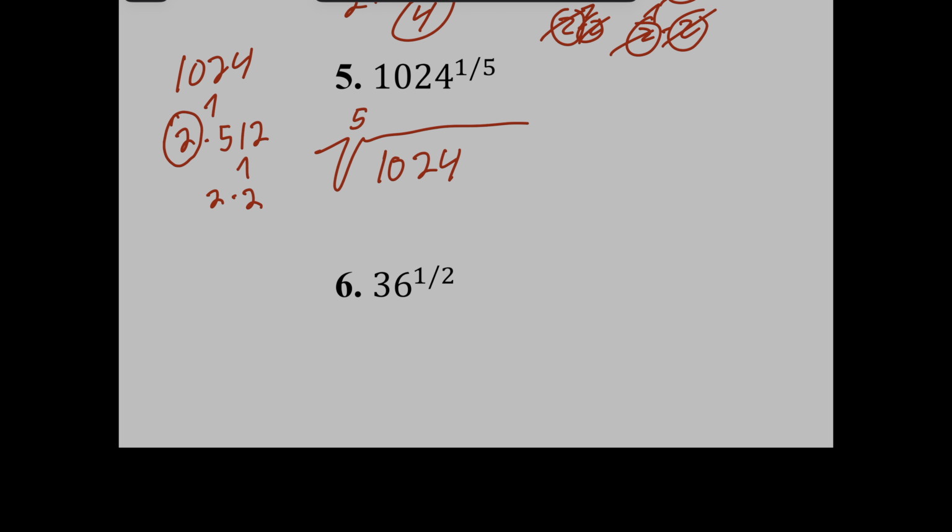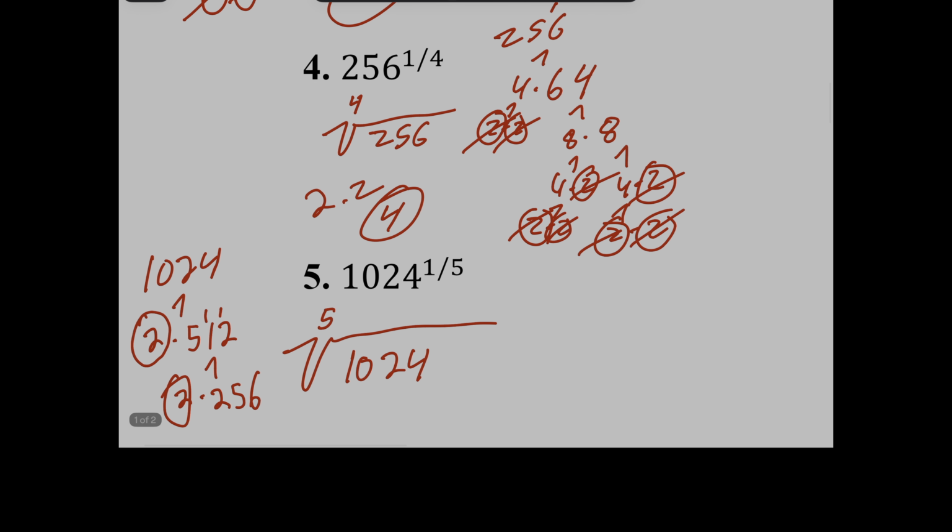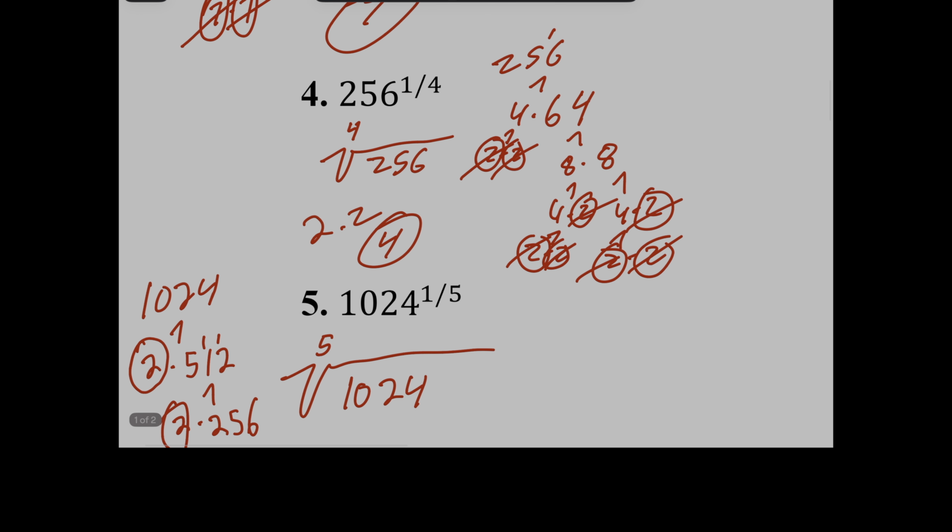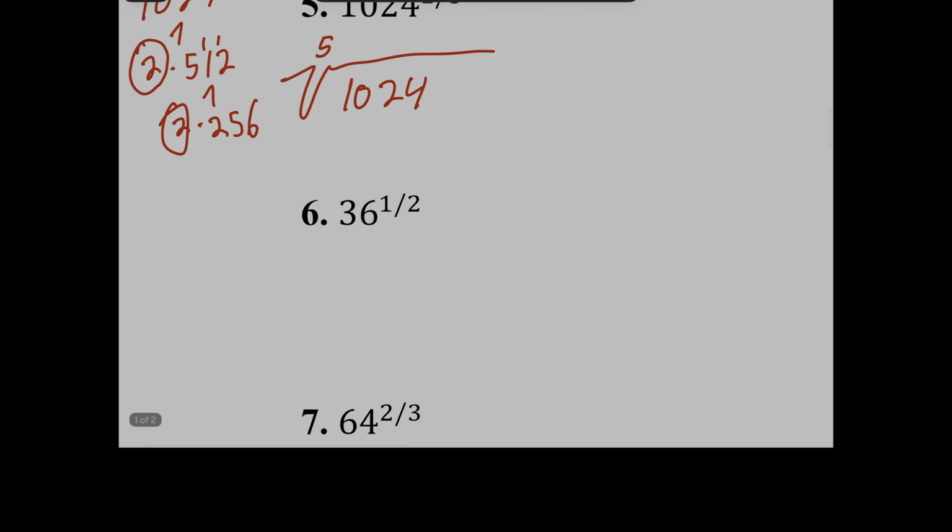2 goes into 5 twice with 1 left over. 2 goes into 11 5 times with 1 left over. 2 goes into 12 6 times. 256. This is starting to look a little more common, isn't it? So I learned from here, and I could have done that more. That's going to be 4 times, and 4 will go into 25 6 times, okay, with 1 left over, and 4 will go into 16 4 times.